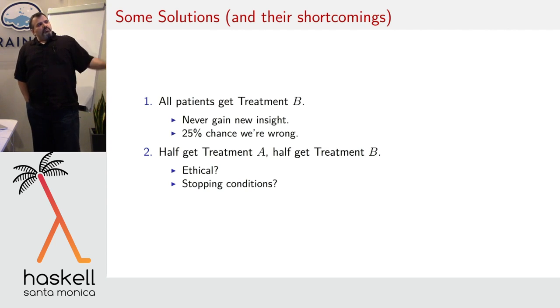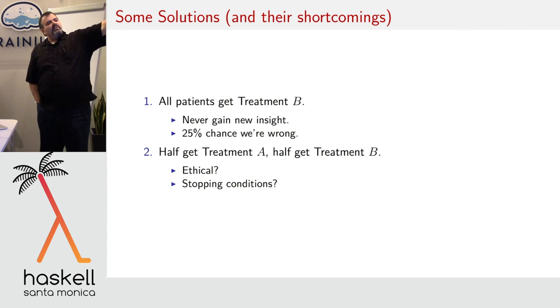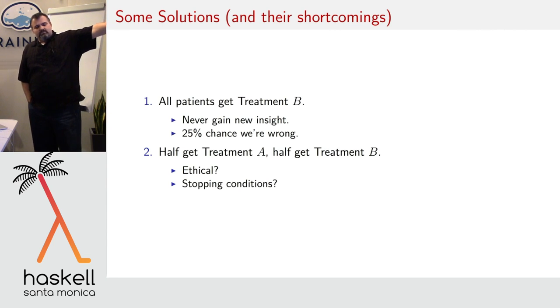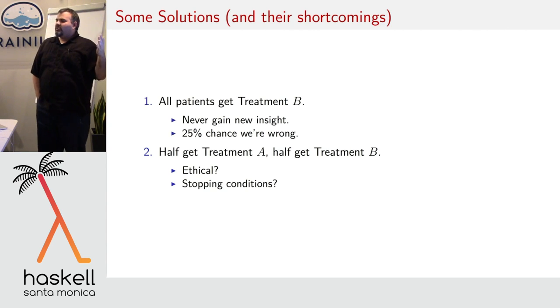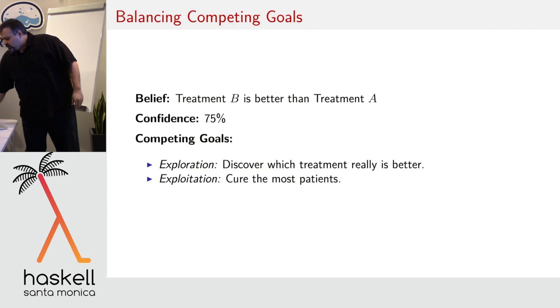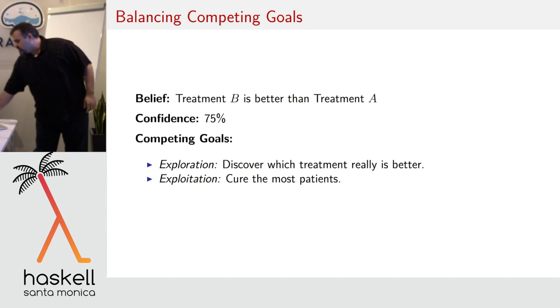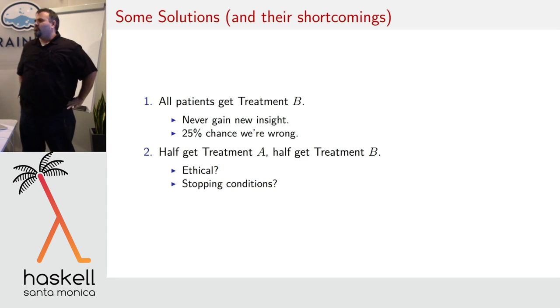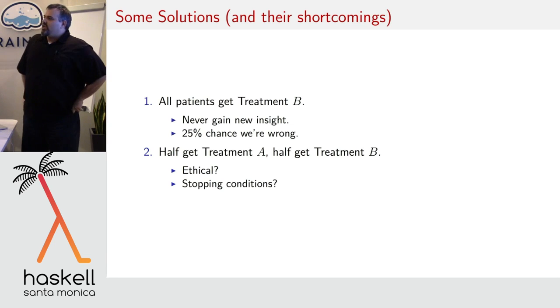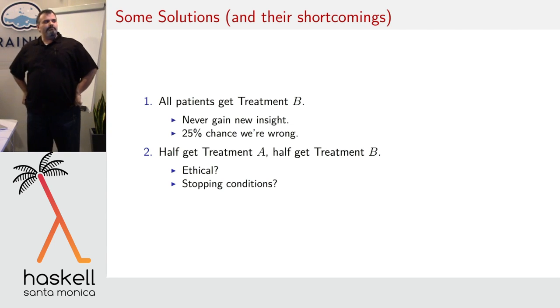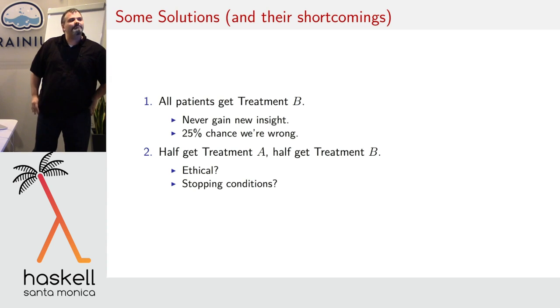So the problems with these: when you say all patients get treatment B, if that's what you decide, then you're just done. You've given up increasing your confidence. You're just done. And yet, if we had 75% confidence, there's still a 25% chance we're wrong. And I don't know about you, but a 25% chance is a pretty big deal. Things that have a 25% chance of going a certain way go that way 25% of the time. That's actually a lot of the time.